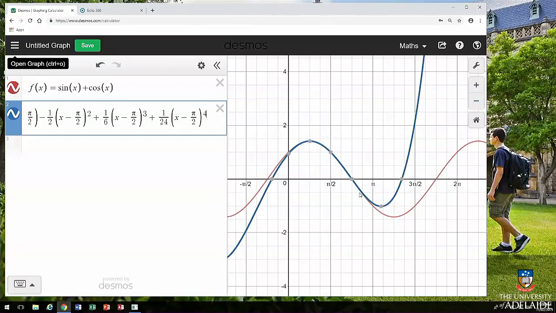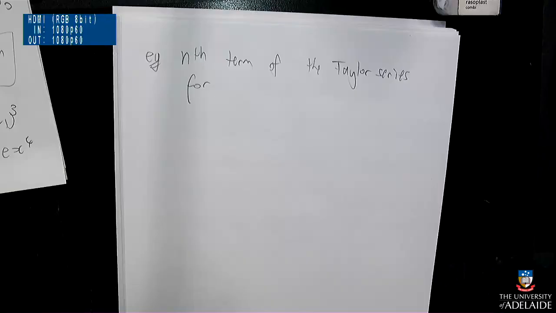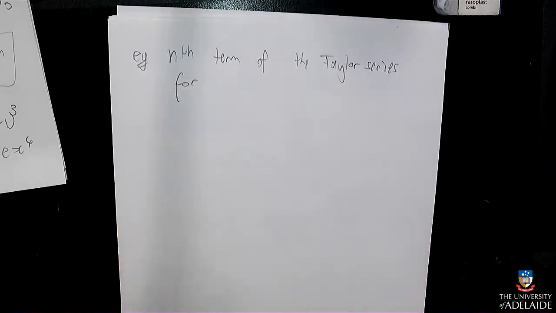Let's do the nth term of the Taylor series for, oh yeah, thank you. It's actually really hard work as a lecturer to maintain the video camera on the thing that you're talking about. So the nth term of the Taylor series for, I need to pick a function.